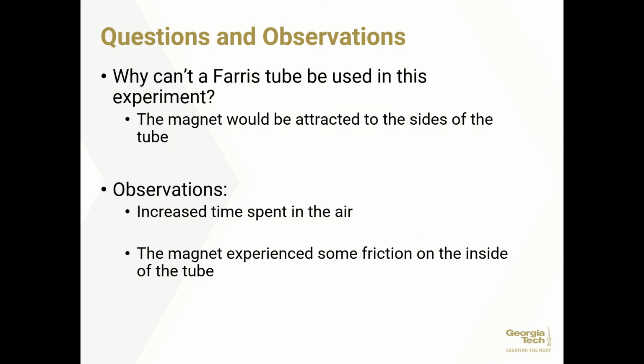Questions and observations from the experimental portion of this lab. Why can't a ferrous tube be used for this experiment? Well, ferrous tubes are magnetic, so the magnet would be attracted to the sides of the tube and wouldn't freely fall through the tube. Some observations: it took the magnet noticeably more time to fall through the tube than it would have if we had just dropped it while it wasn't surrounded by the tube. This means there was another force acting on the magnet, which we'll discuss later.